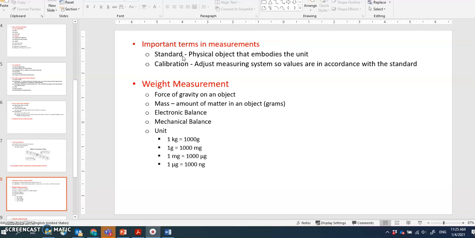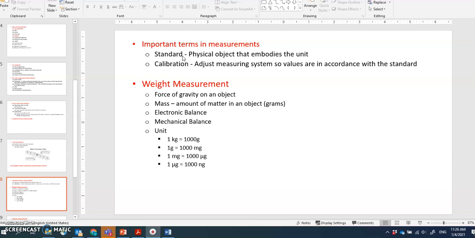So a standard is needed to calibrate your instrument. So calibration means what? Adjusting the measuring system to values that are in accordance with the standard. So if the standard says 500 gram, your balance should read it as 500 gram. If it doesn't, you have to calibrate your balance to make it read your 500 gram standard as 500 gram. Understand the importance of standard and calibration?